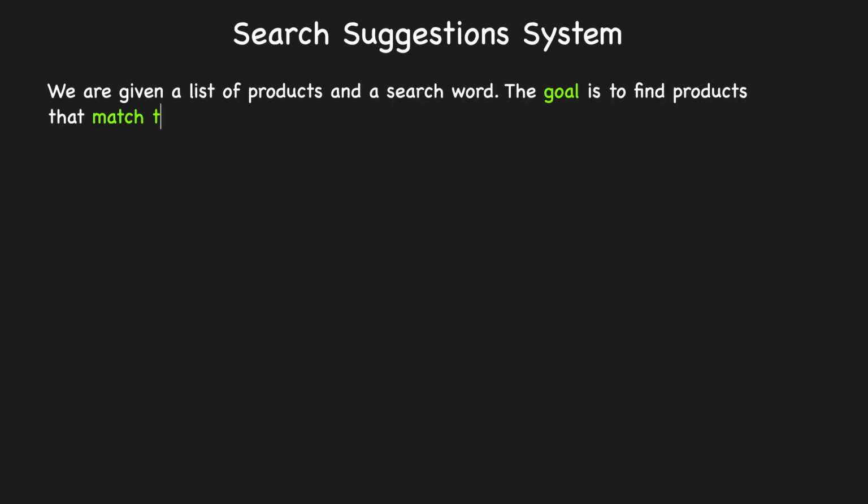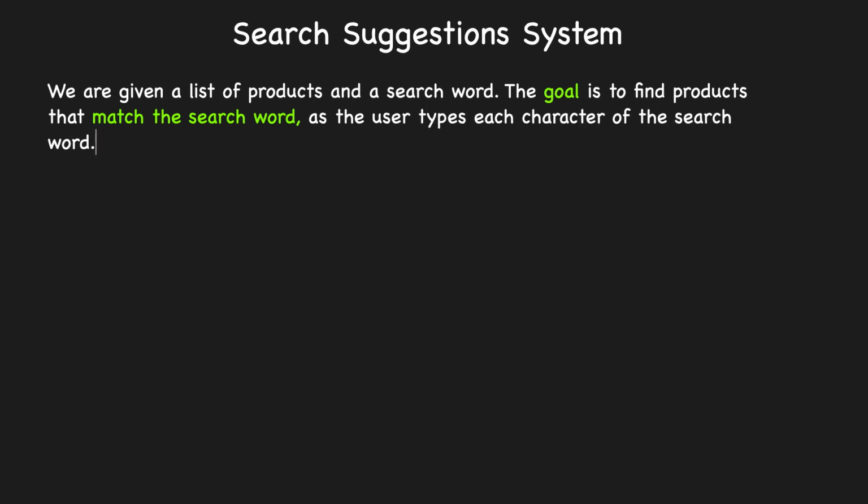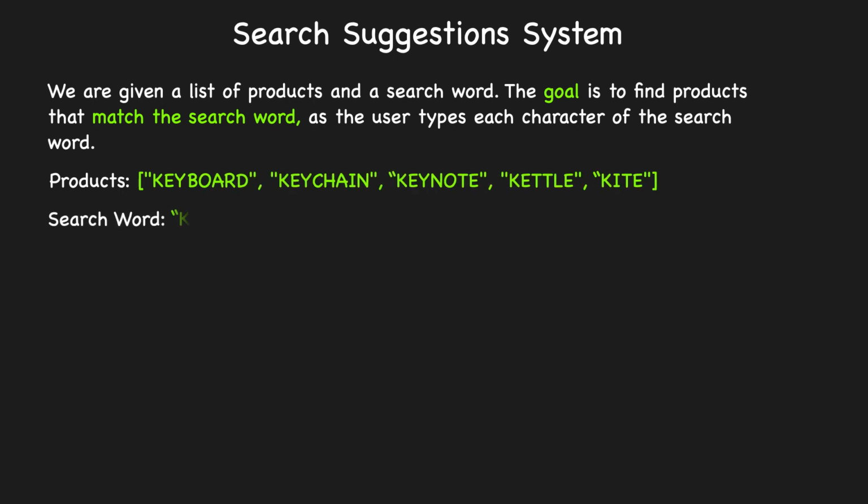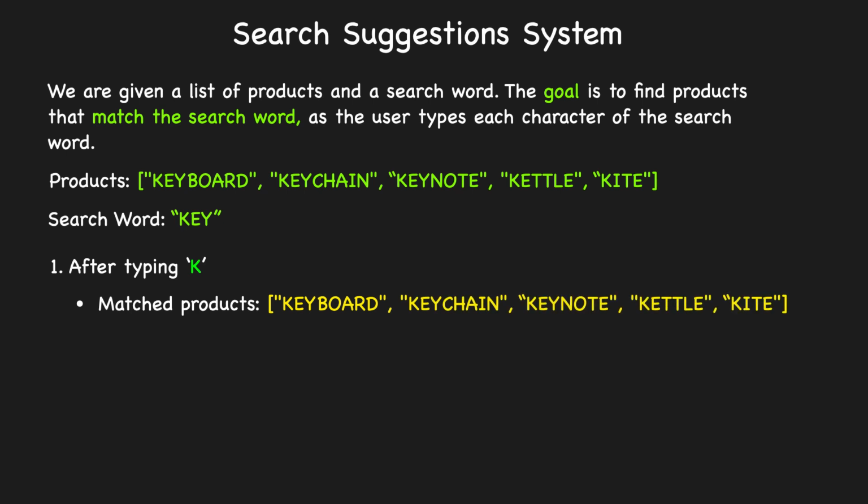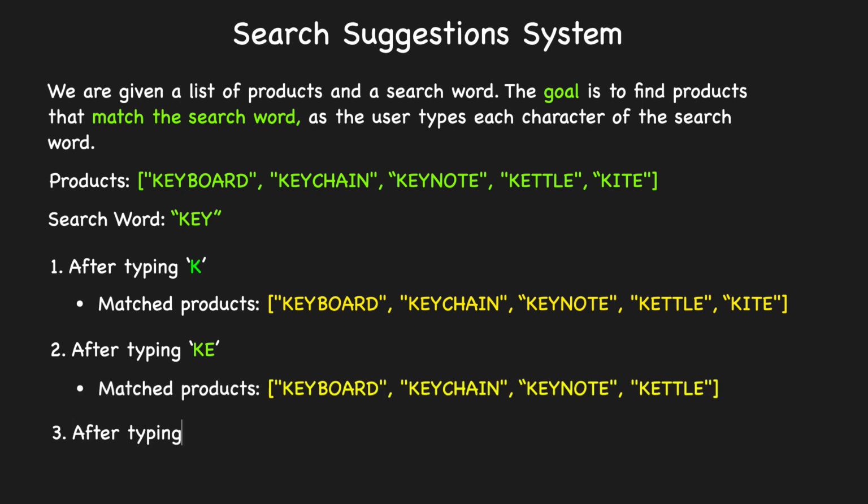Let's now solve a programming challenge. We are given a list of products and a search word. The goal is to find products that match the search word as the user types each character of the search word. So let's say this is our list of products and our search word is key. After typing K, all the products should be returned because they all start with K. After typing KE, all products except kite should be returned. After typing KEY, the products that will be returned are keyboard, keychain, and keynote.